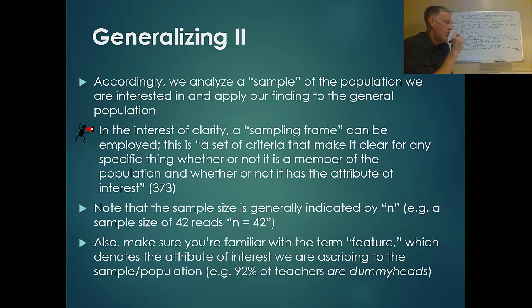Right. So when you get that sort of clarification as to what a member of the population is, and moreover what it means to have the feature or the attribute of interest, you've been offered what's known as a sampling frame. So as they define it on page 373, which I quote in the middle of slide 10, this is, quote, a set of criteria that make it clear for any specific thing whether or not it is a member of the population and whether or not it has the attribute of interest.